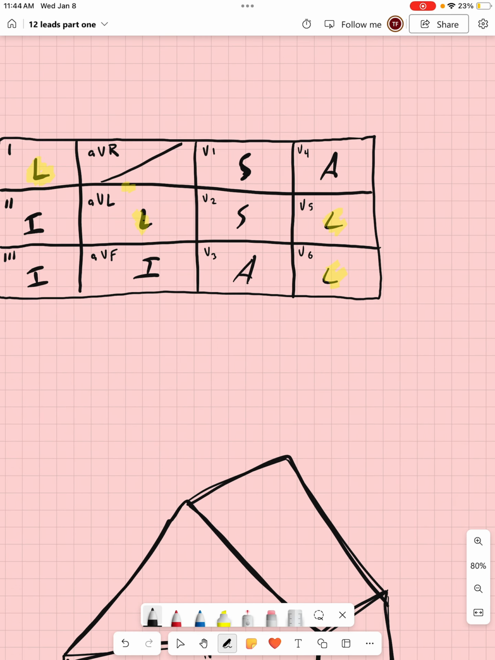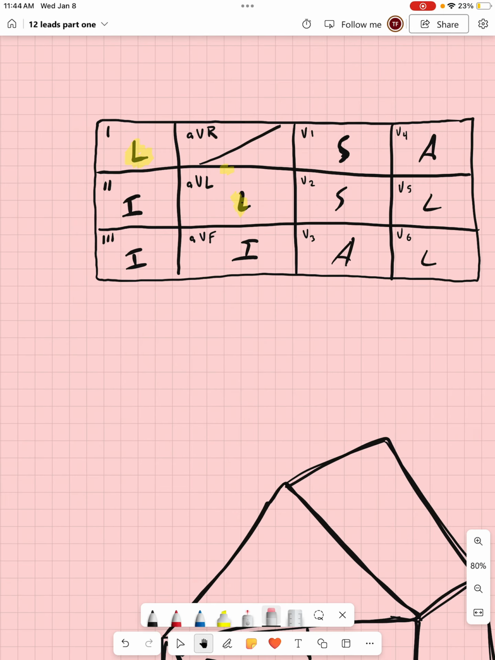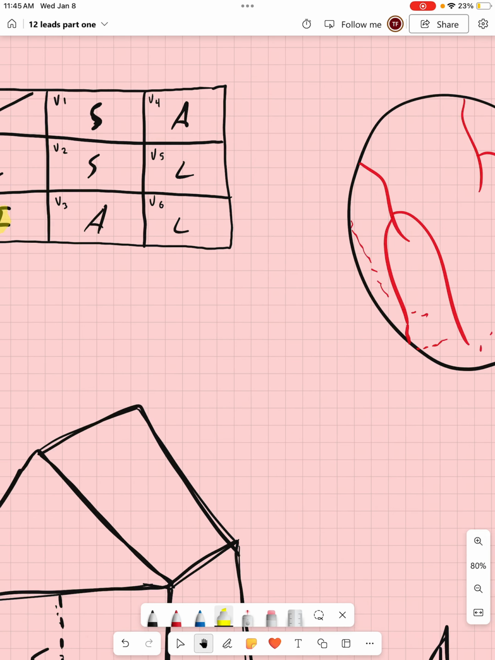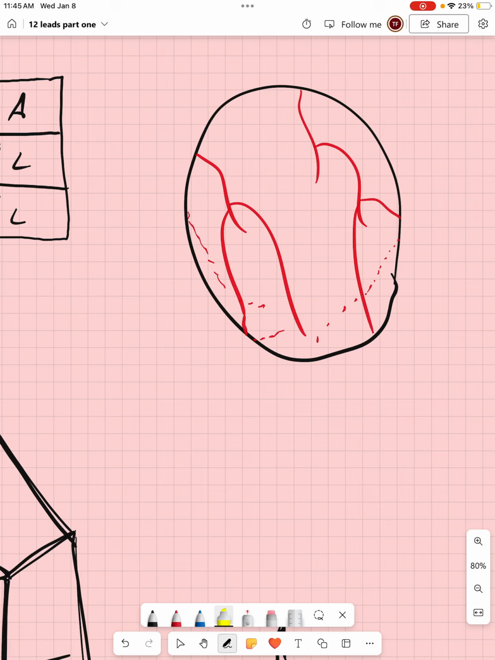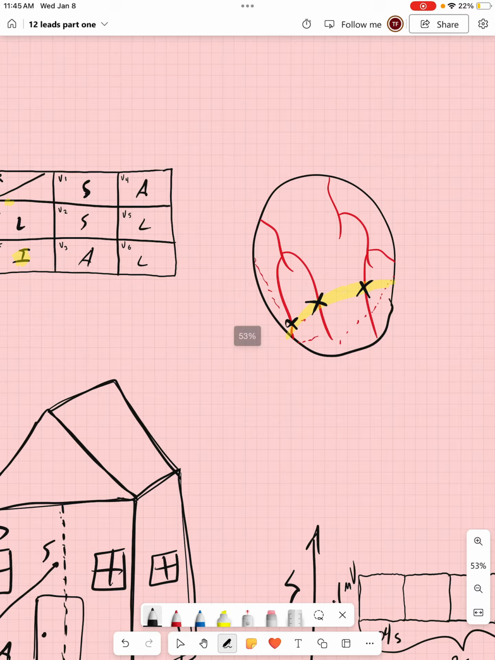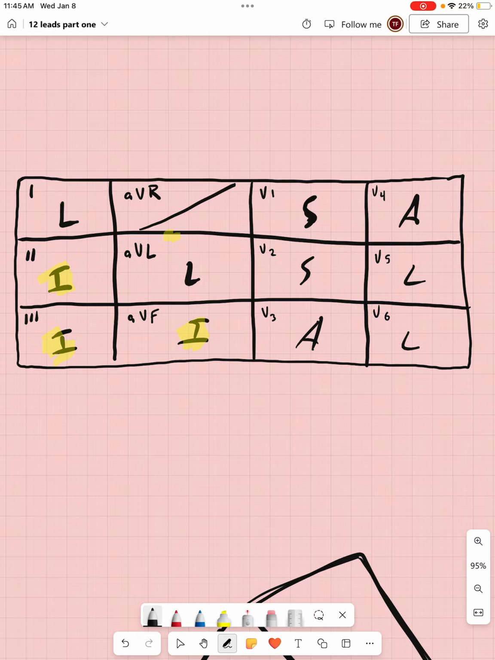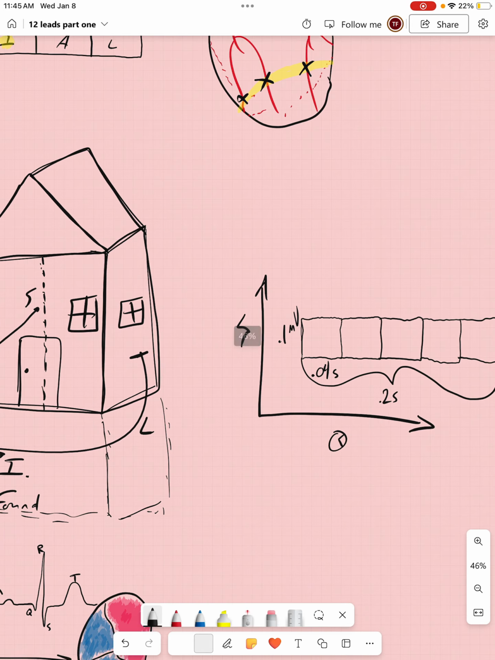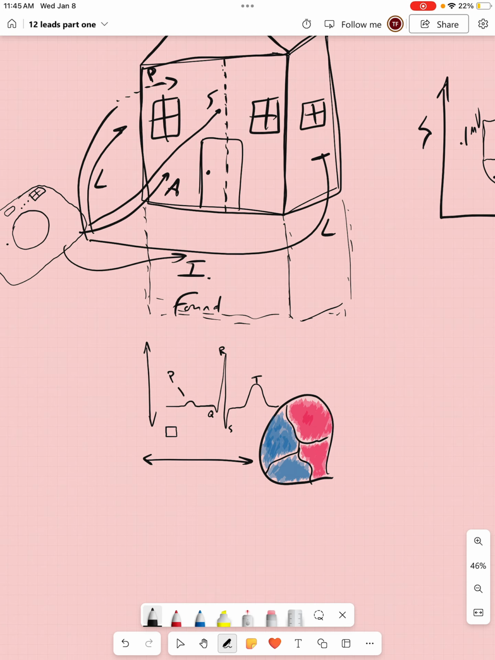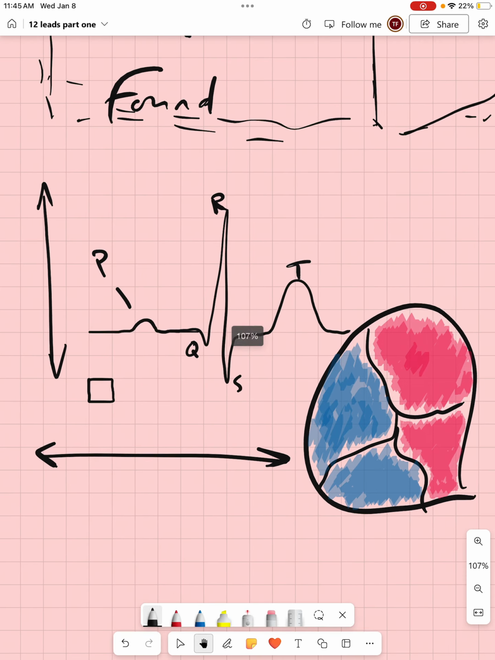So for example, if I am seeing issues in the inferior leads, to me, that tells me that there is something going on here, and it could potentially be a blockage. That's why that's important, and that's how that all works. So when you're looking at this, again, you are looking at specific portions of the heart. Okay, so let's move on.